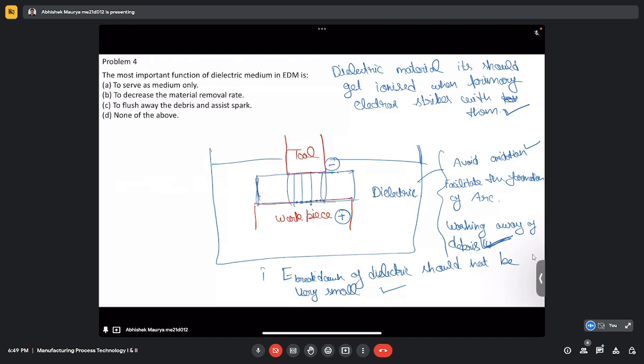So these are some properties which we use to select the proper or suitable dielectric. As you both have already told, the correct answer is C. So is it clear, or is there some confusion? If it is clear, then we can move to the next problem, otherwise we can discuss. Okay, since there is no doubt, let's move to the next problem.